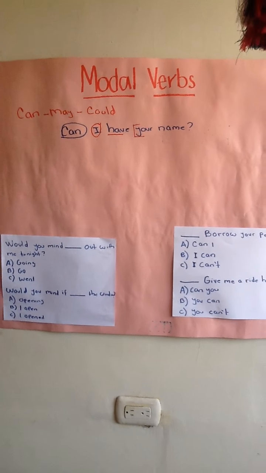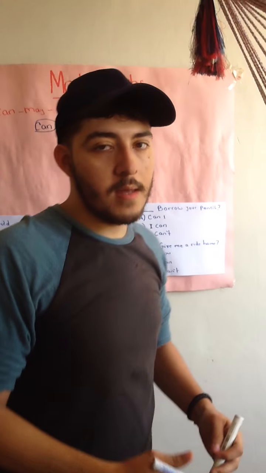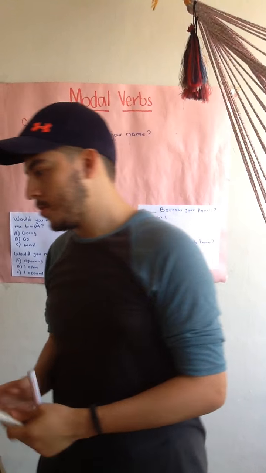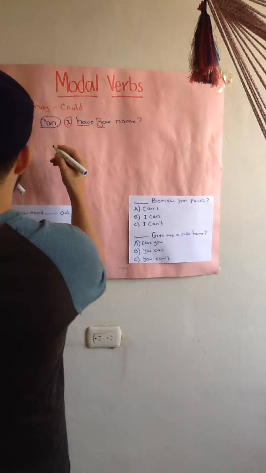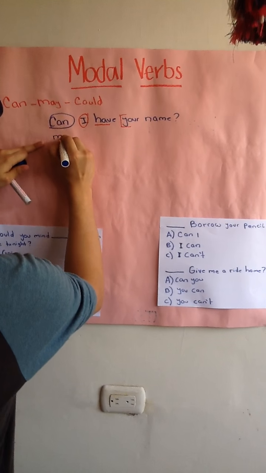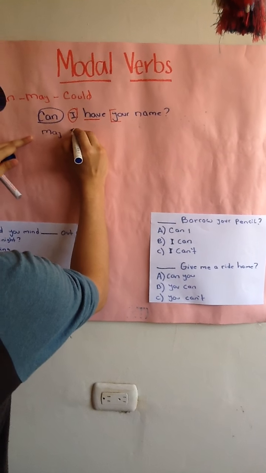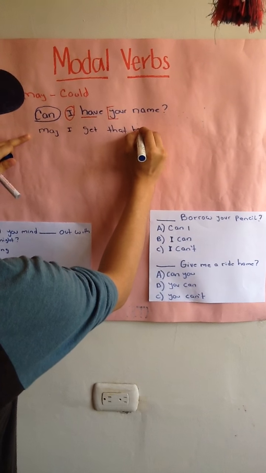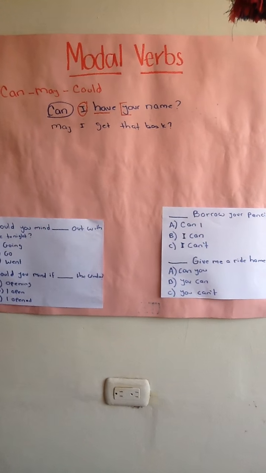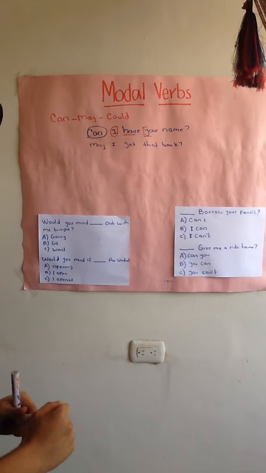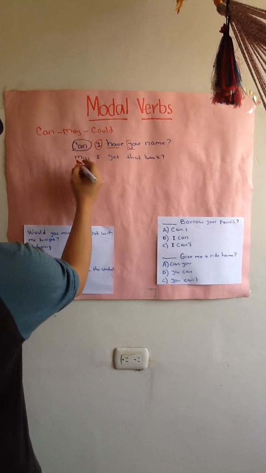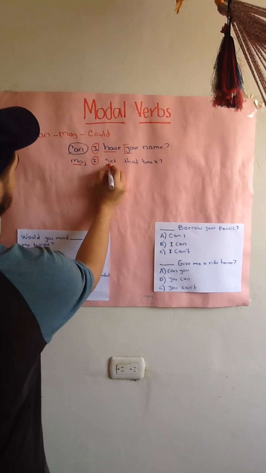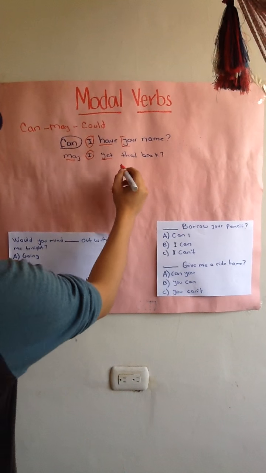Now we can use another example, because can and may are actually the same thing. They follow the same structure. So we can use another example for may. May I get that book? In this case, we're following the same structure: the modal verb, then the subject, then the verb.